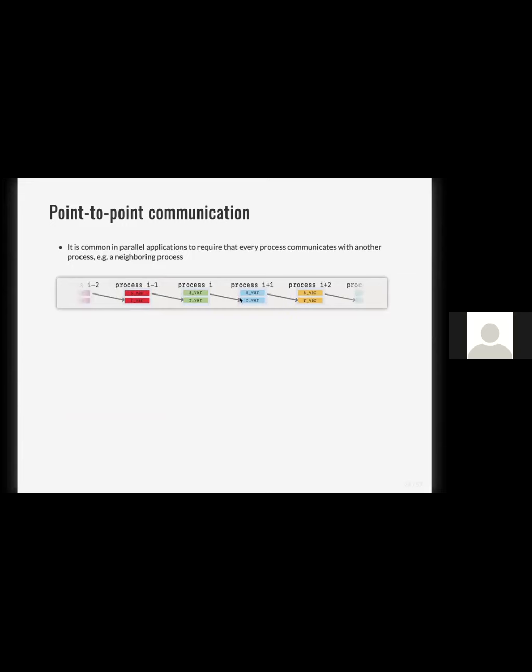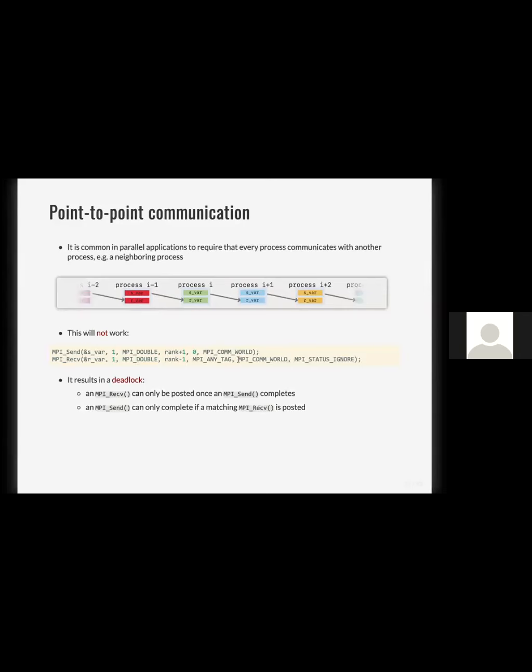Okay, so this will not work. This is code that you should not use. So what am I doing here? I am calling MPI send to send the S var, and then immediately afterwards I'm calling MPI receive to receive the R var. So every process has to do the sending, and every process has to do a receiving from the other rank. This will result in a deadlock, because why is this a deadlock?